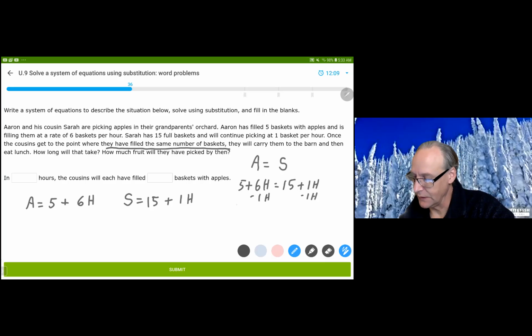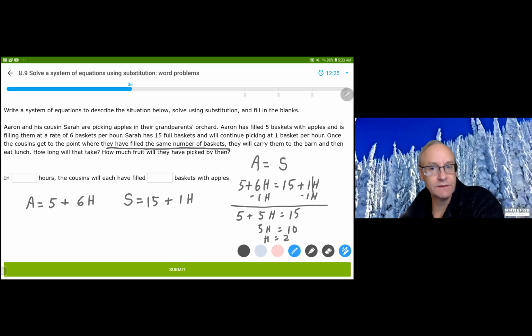You don't have to write the 1 if you don't want to. That's going to be 5 plus 5H is equal to 15. We're going to subtract the 5 from both sides. We get 5H equals 10. And so it will happen at 2 hours. So after 2 hours, we suspect that they're going to have the same number of baskets.